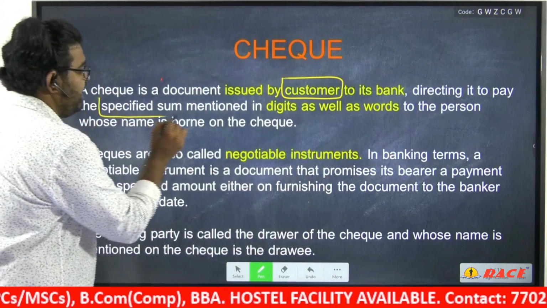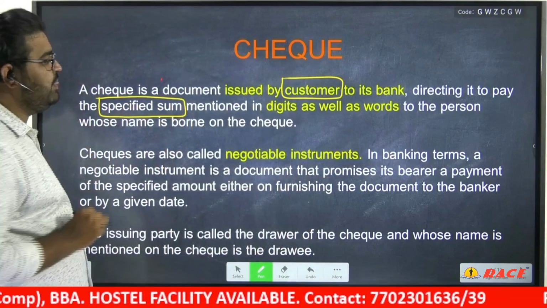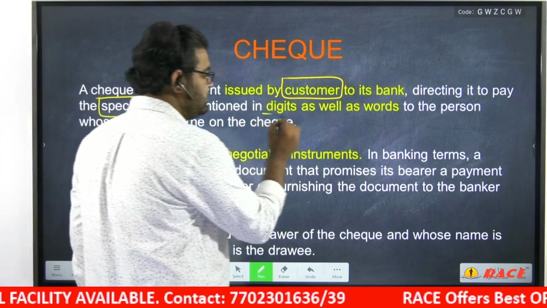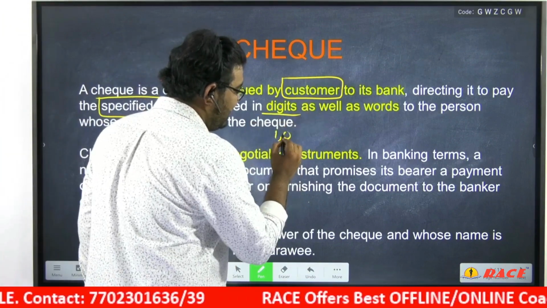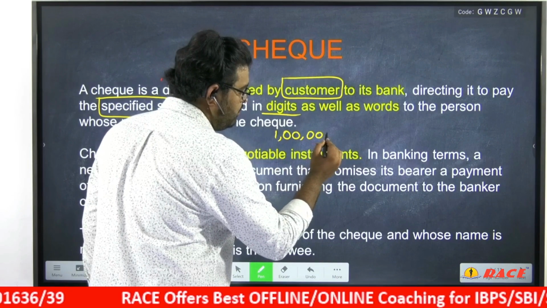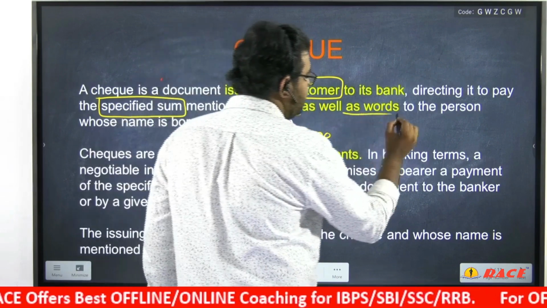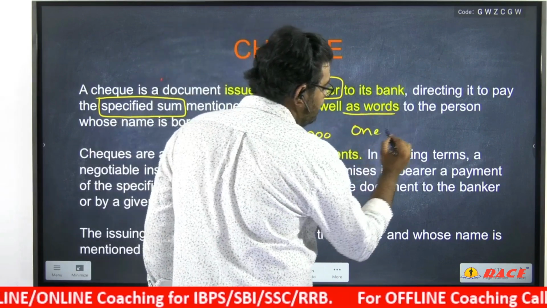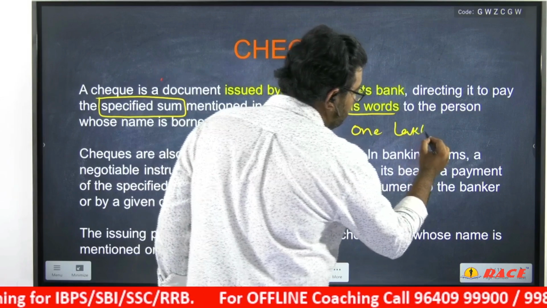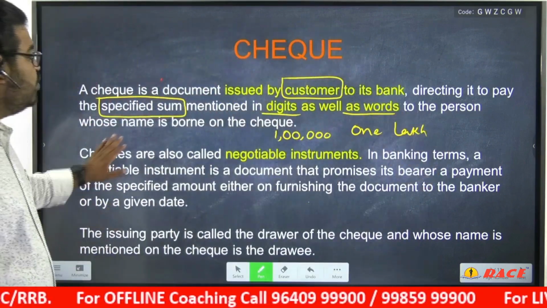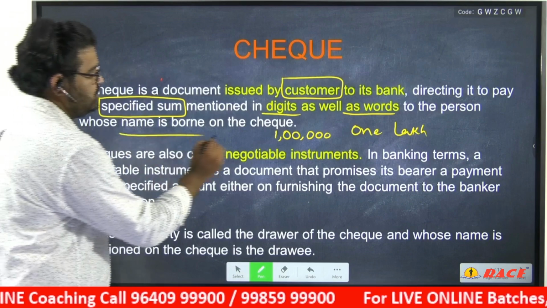On a check, you will find the amount, the specified sum, mentioned in digits, that is in numbers, say for example, 1 lakh rupees, as well as in words. So in words you will write like this: 1 lakh rupees only, to the person whose name is borne on the check.